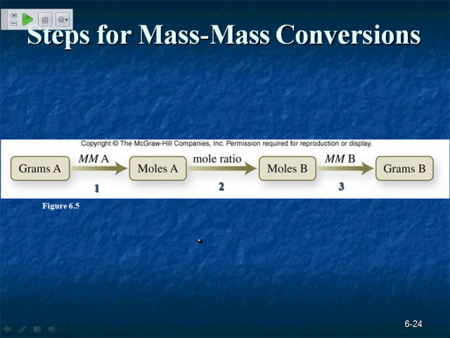Okay, so this is the figure from your book which summarizes just the concept or steps for mass to mass conversions. Once again, you will be given grams of A, which represents any substance. Using molar mass of A, convert that to moles of A, and as I said, this is the heart of the problem. Using mole ratio, get the moles of B. Using molar mass of B, convert to grams of B, so that you can go from mass of one substance to mass of the other substance. We will have another example.